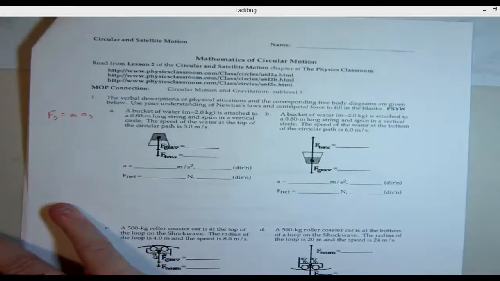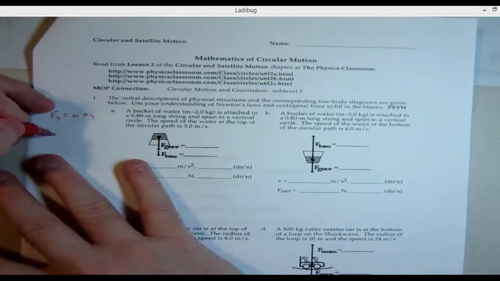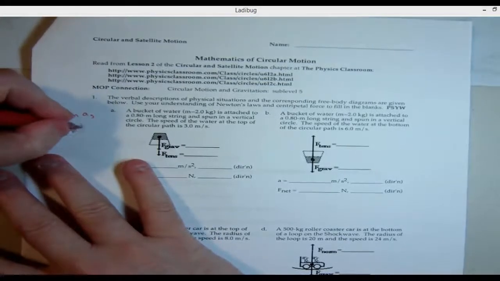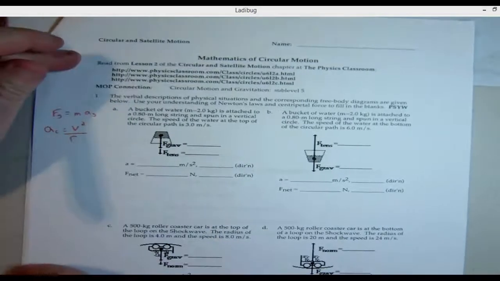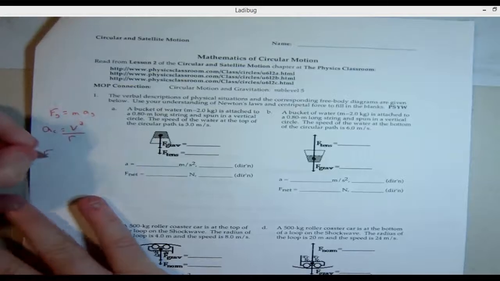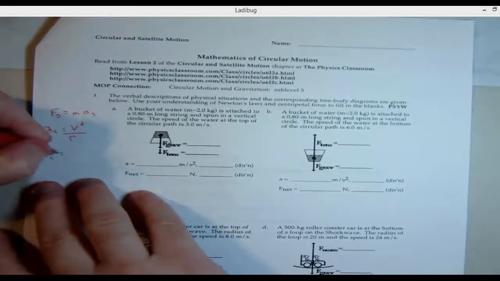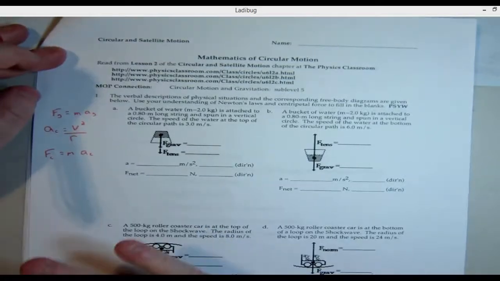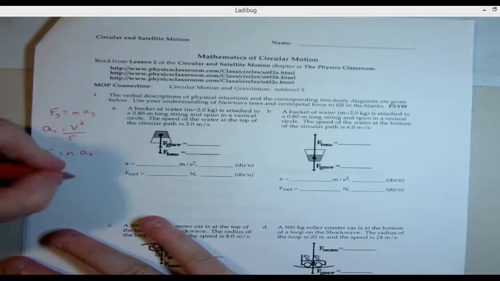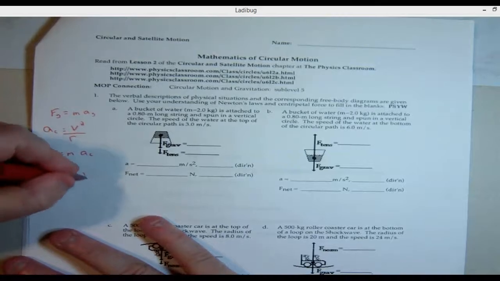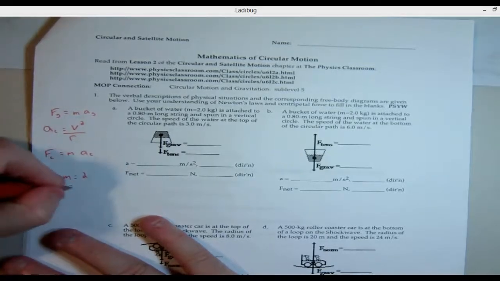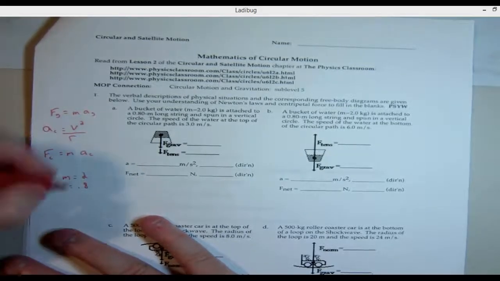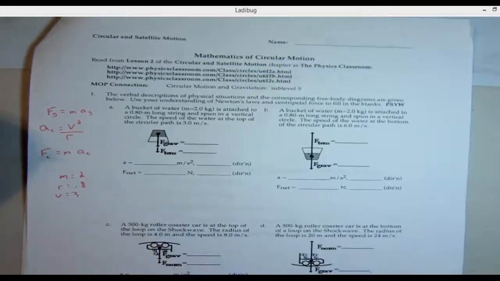Centripetal acceleration equals velocity squared over radius. And the centripetal force is just mass times centripetal acceleration. So these are your three formulas. Everything else is cake. First things first on this one, write what we got. Mass equals 2. Radius equals 0.8. Velocity equals 3. All right, let's plug it in.